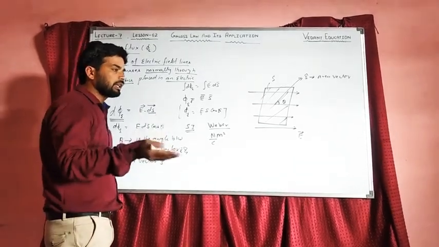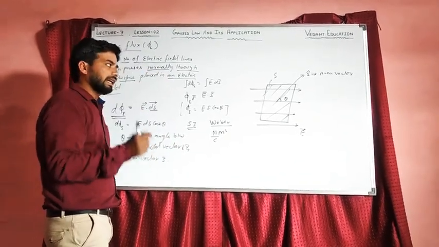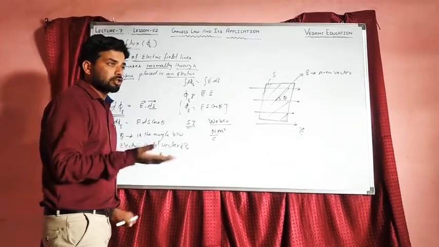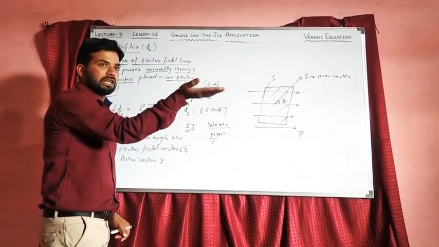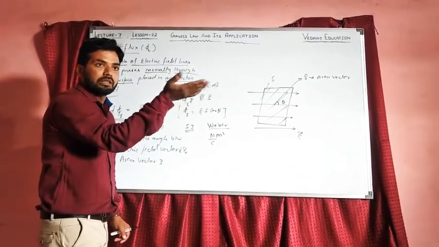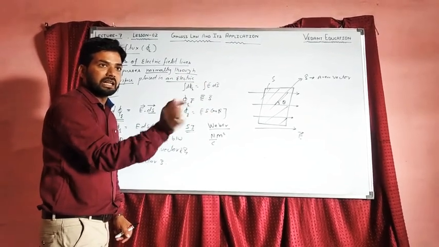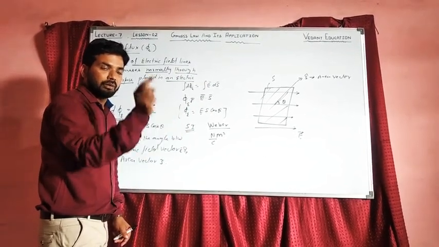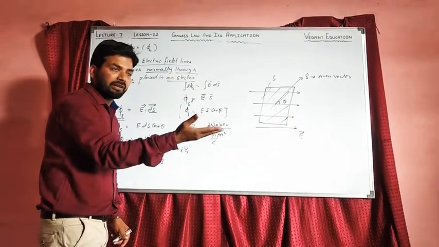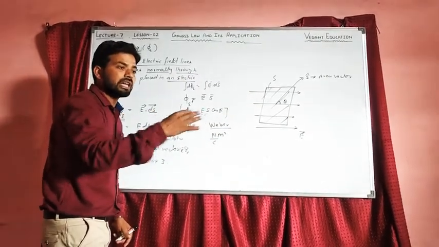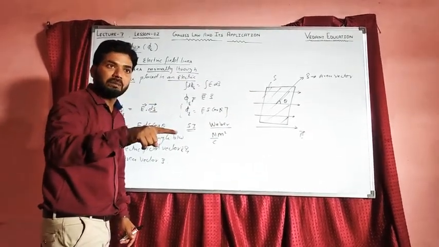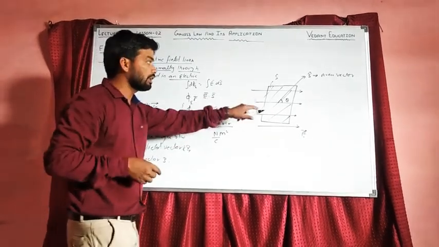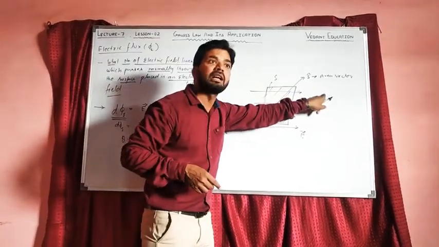If the angle theta is not given directly, listen carefully: what if the question says the surface area makes an angle theta with the electric field vector? Here the question says the surface makes an angle. In this question, the surface area vector makes an angle, right?